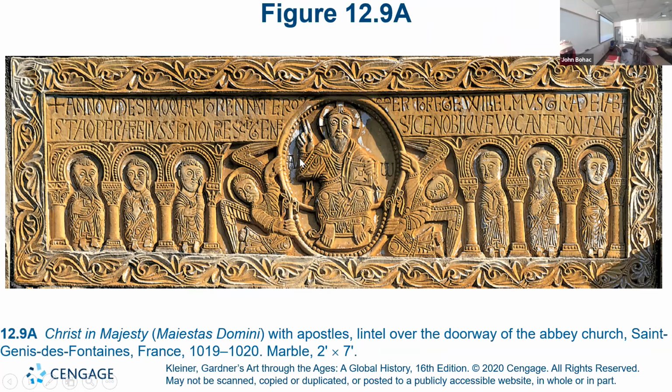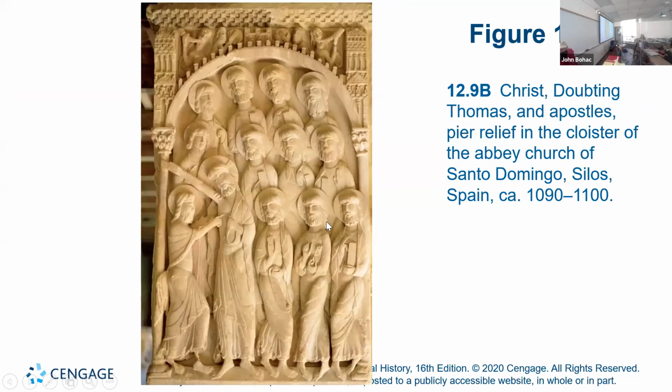If you were to turn in something like this in figure drawing, they would tell you you needed more practice. But at any rate, the message is truly the most important part. And again, the iconography, the winged angels with halos, and so on. Christ, doubting Thomas and his apostles, and it's a pier relief in the cloister of the Abbey Church. I want to tell you a little bit about that.